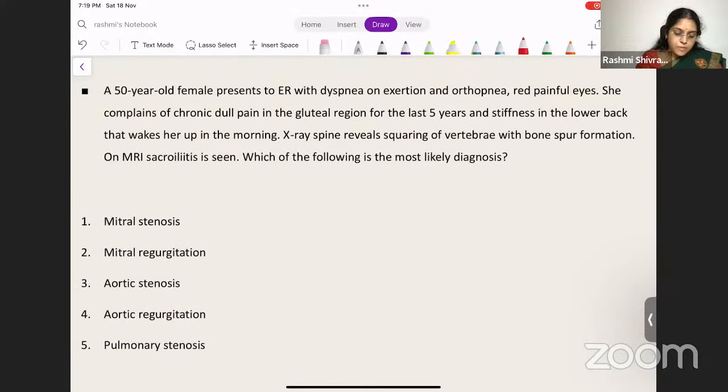A 50-year-old female presents to the ER with dyspnea on exertion and orthopnea, red painful eyes. She complains of chronic dull pain in the gluteal region for the last 5 years and stiffness in the lower back that wakes her up in the morning. X-ray spine reveals squaring of vertebrae with bone spur formation. On MRI, sacroiliitis is seen. Which of the following is the most likely cardiac involvement in this patient? Is it mitral stenosis, mitral regurgitation, aortic stenosis, aortic regurgitation, or pulmonary stenosis?